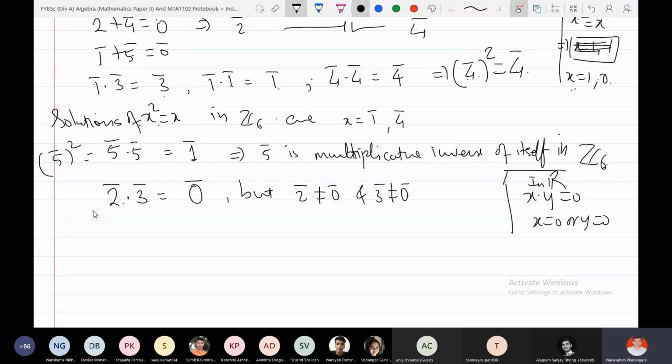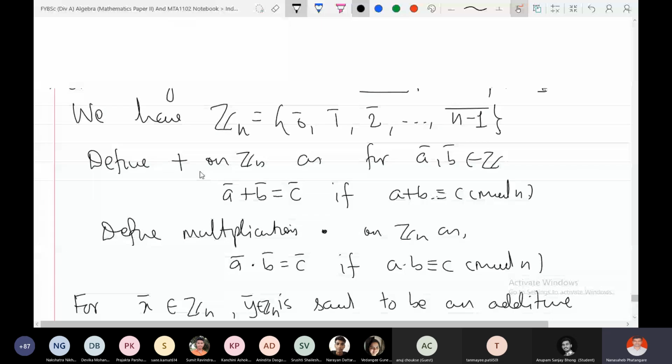In Z6, 2 bar into 3 bar is 0 bar, but none of them is the 0 element. 0 means additive identity. So none of them is additive identity, but the product is additive identity. But this is not possible in Z5. If you observe the multiplication table of Z5, you just go back to the multiplication table of Z5, where 0 occurs in the first row and first column.